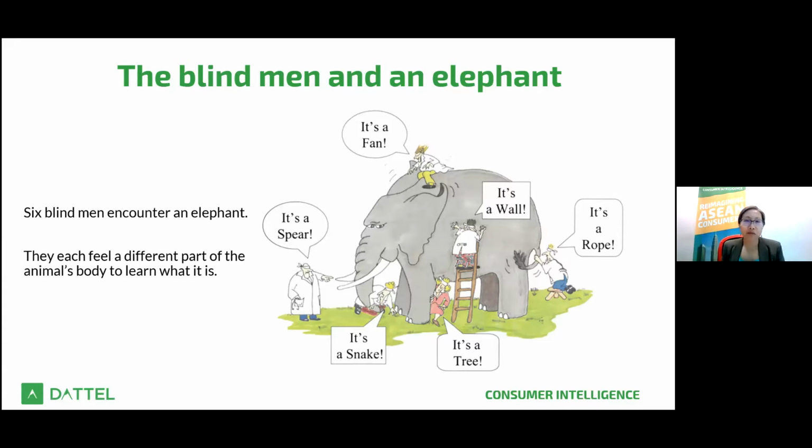This is similar in terms of the consumer. When you understand different aspects of the consumer based on their interaction with your product or brand, but you don't see their interaction with anything else, then you're only seeing that one perspective. Not to say that perspective is wrong, but it limits your understanding of that consumer, or in this case, elephant. The whole idea is that the more perspectives you have, the better your understanding will be. That is the principle behind Dattel's approach.